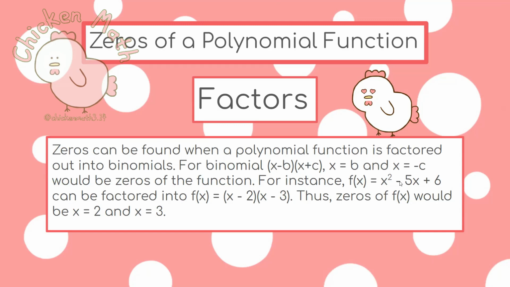But we do have a little example right here just to show that. x squared minus 5x plus 6 you can factor into these binomials. And then finding the opposites of these values, negative 2 and negative 3, would be 2 and 3, which are our zeros. So the function crosses the x-axis at x equals 2 and x equals 3. That's when our output values are 0.